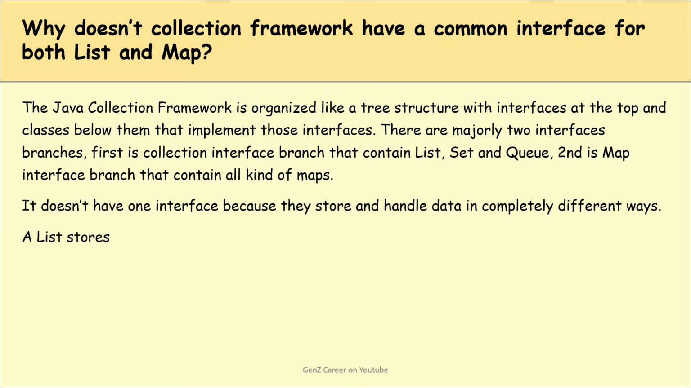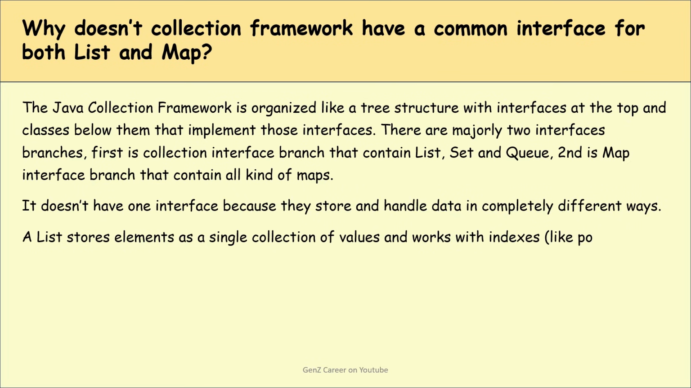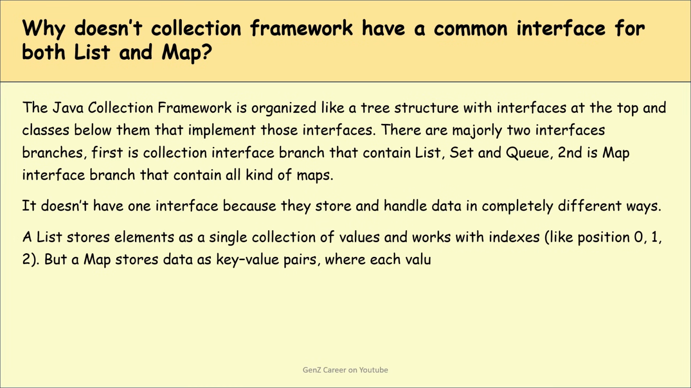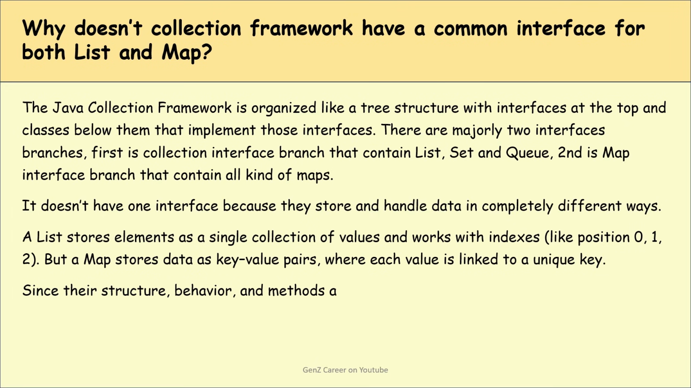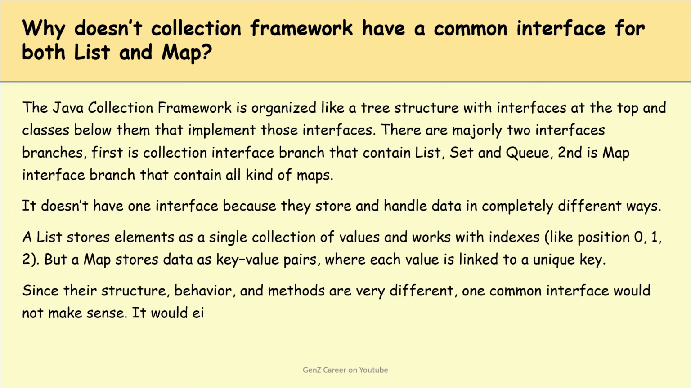A list stores elements as a single collection of values and works with indexes, but a map stores data as key-value pairs where each value is linked to a unique key. Since their structure, behavior, and methods are very different, one common interface would not make sense. It would either be too generic or confusing.